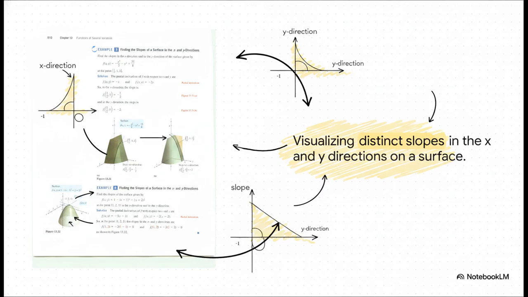Take a look at this curved paraboloid surface. If we stand at a specific coordinate and lock our compass to step exactly in the x direction, we get one specific steepness, which you can see highlighted there resting on the curve. That represents your slope. But if we reset and step exactly in the y direction, we get a totally different steepness. Your slope completely changes based on your heading.